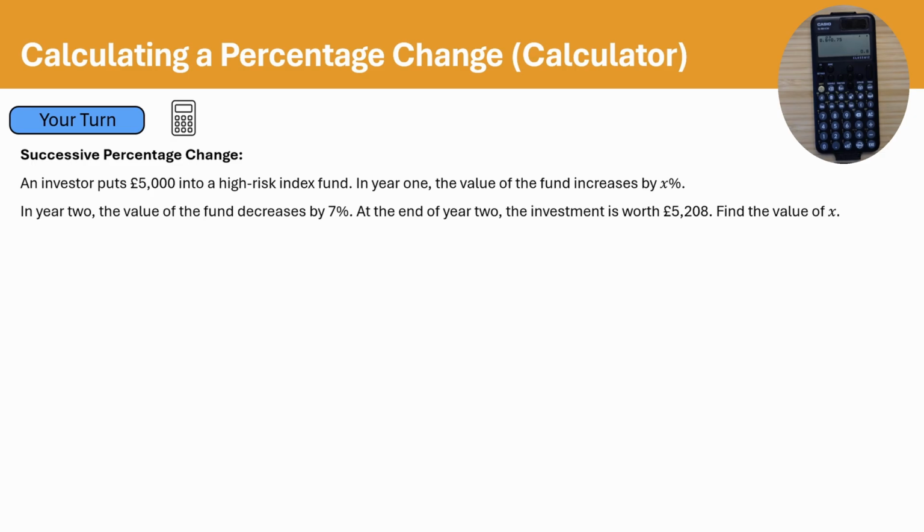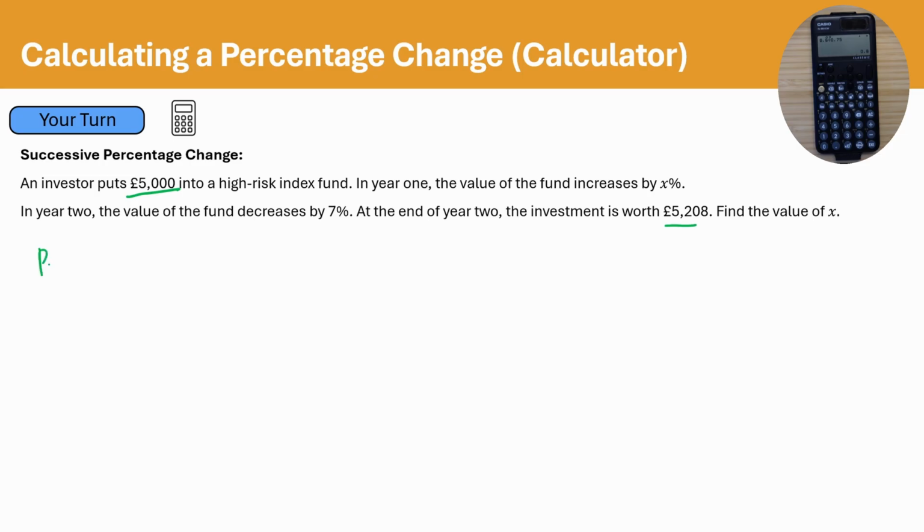An investor puts £5,000 into a high-risk index fund. In year 1, the value of the fund increases by X%. In year 2, the value of the fund decreases by 7%. At the end of year 2, the investment is worth £5,208. Find the value of X. This question is slightly different to the one before. We can actually work out the percentage change because we know the original value and we know the final value, so we know the change.